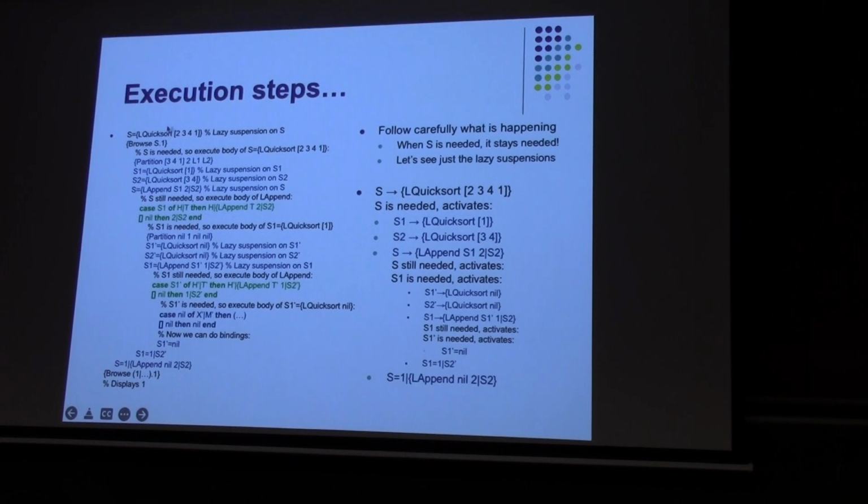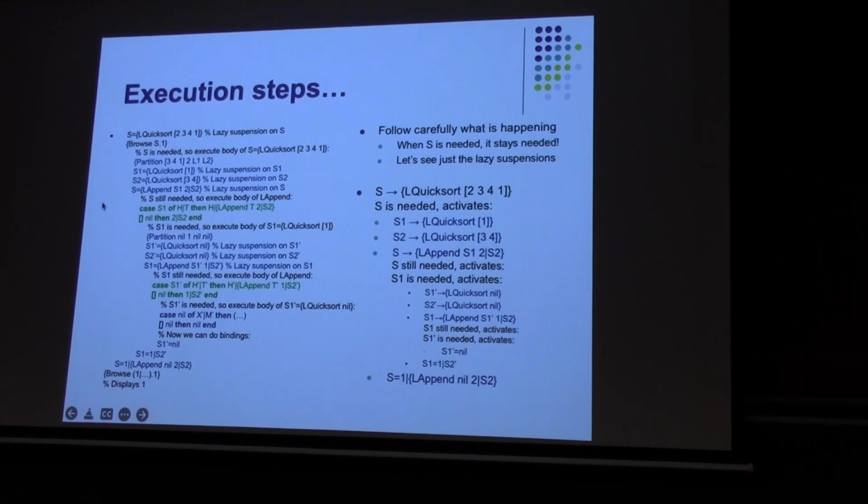And I'm running Quicksort of 2, 3, 4, 1, and I do S.1. I want the first element. So S is needed, okay? And this S.1 is waiting. S is needed. That means this lazy Quicksort will activate, and I execute the body here. So what does it do? It creates 3 lazy suspensions. You see that? On S1, on S2, and on S. And that's it. I execute the body.